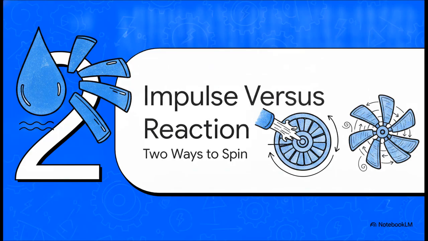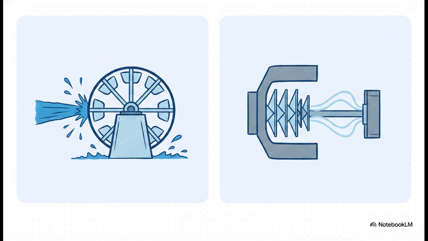Section 2. Impulse versus reaction. 2 ways to spin. Now, there are 2 primary strategies these machines use to extract energy from the fluid. First up, impulse turbines. These are driven purely by the fluid's momentum, its velocity. Just imagine a high-velocity stream of fluid acting almost like a hammer striking a series of paddles.